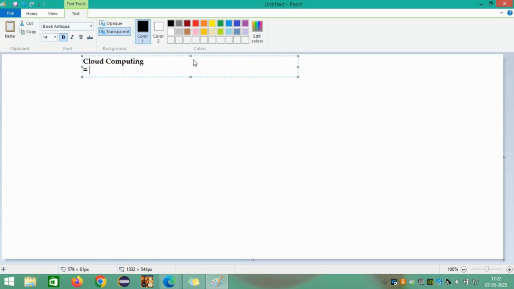So the basic resources that you're going to be accessing are confined to storage, processor, network, databases, servers, and software.